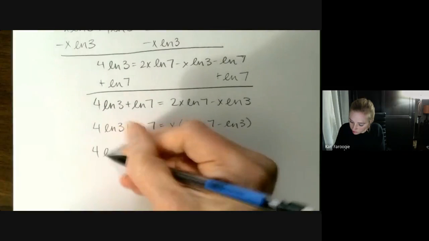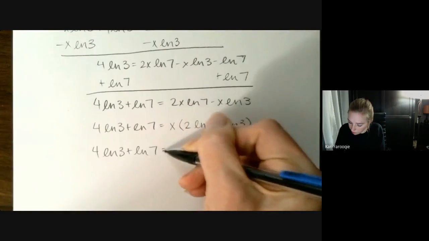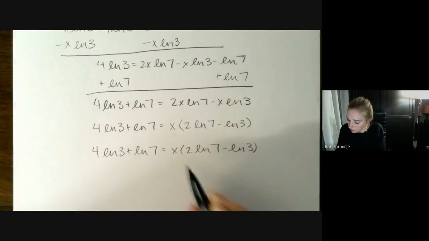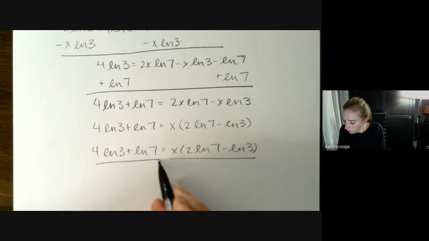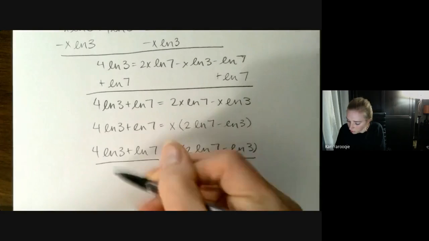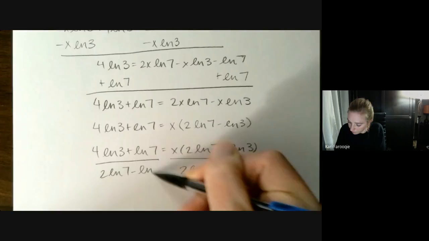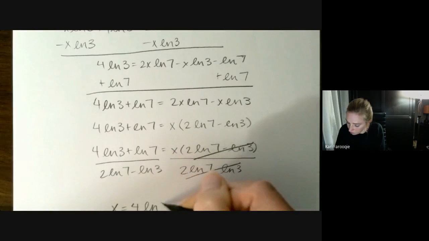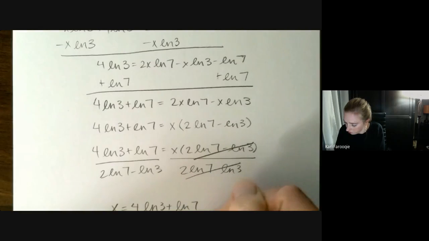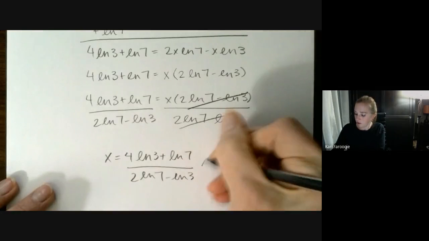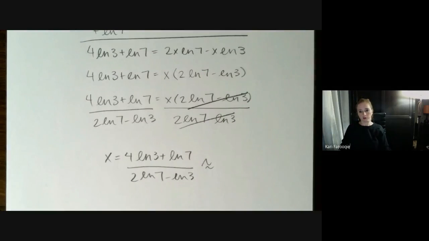Now I'm going to write this one more time so it looks clear when it's done. To get x by itself, divide both sides by 2 ln 7 minus ln 3. And you have x equals (4 ln 3 plus ln 7) divided by (2 ln 7 minus ln 3). Whoops, sorry. And then you're going to get a decimal approximation for that.